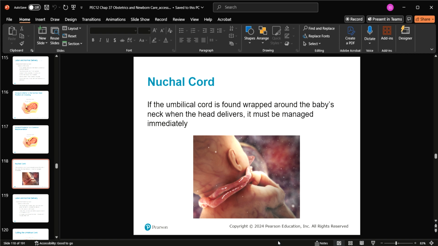So 90% of the time, it's going to be very easy to slip it off. It's not that big a deal, but sometimes it's wrapped around very tightly. And if that is the case, clamp, cut.